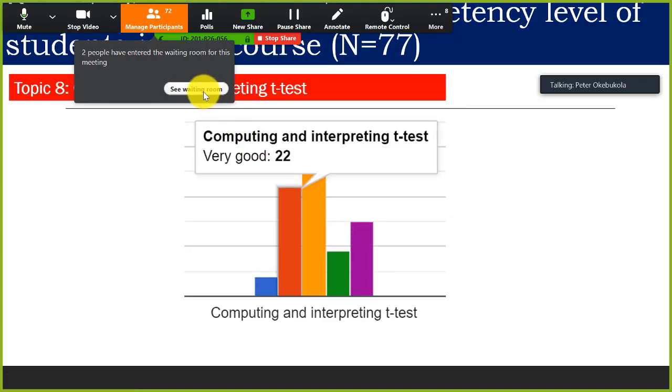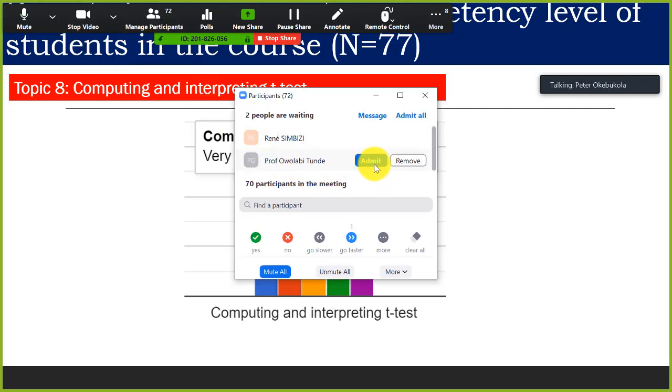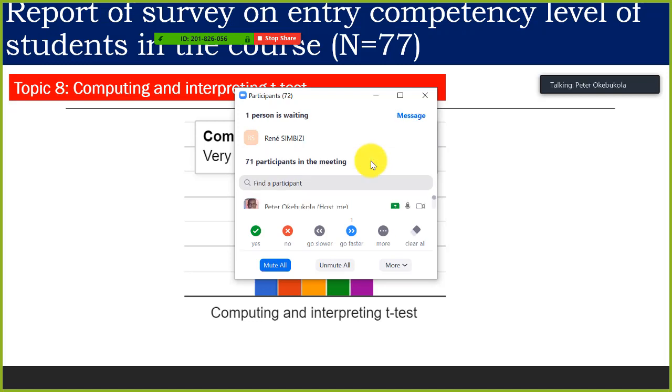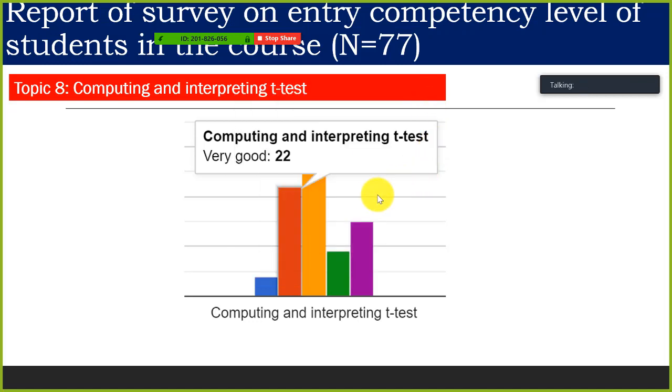Now, let me take all these people again. Today will be, I have to admit him. But if it goes off again, I may not take him on.